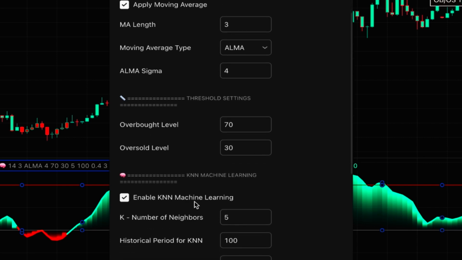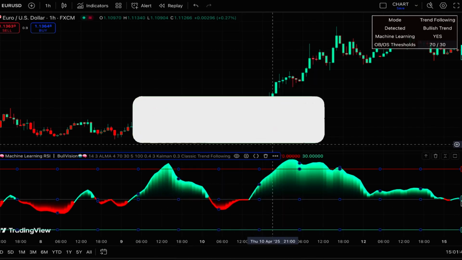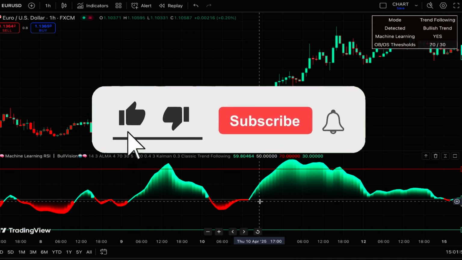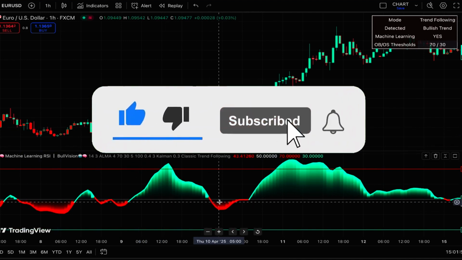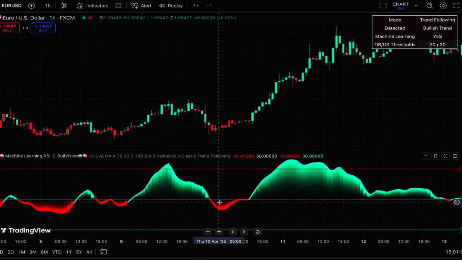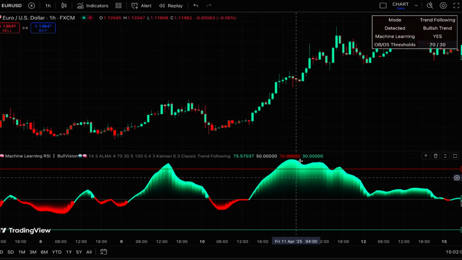And here you just make sure that KNN machine learning is enabled. So the indicator will use the machine learning algorithm to learn from the data and adapt to market conditions. When you compare this new RSI with the original one, you can clearly see that this new RSI has considerably less noise, and this helps you to better make your trading decisions or manage your open positions. Alright, now let's see how we can use this new RSI for making trading decisions.